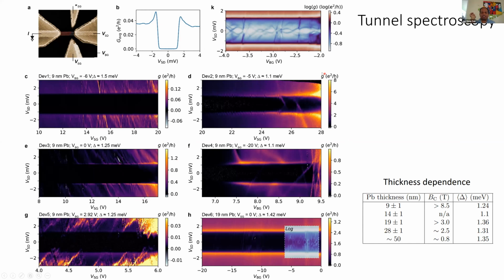So I guess the good news then is that this will tolerate a lot of magnetic field. Yeah, the lead superconductor, unlike aluminum. The thin layer of lead does, indeed. There's a table here in the lower right corner actually showing critical fields for different thicknesses determined from our experiments. Right, but even at 8.5 tesla, you barely have any suppression of the gap. The gap seems to be almost the same. Yeah, for this device, which is quite surprising. Yeah, it's impressive. Thanks.